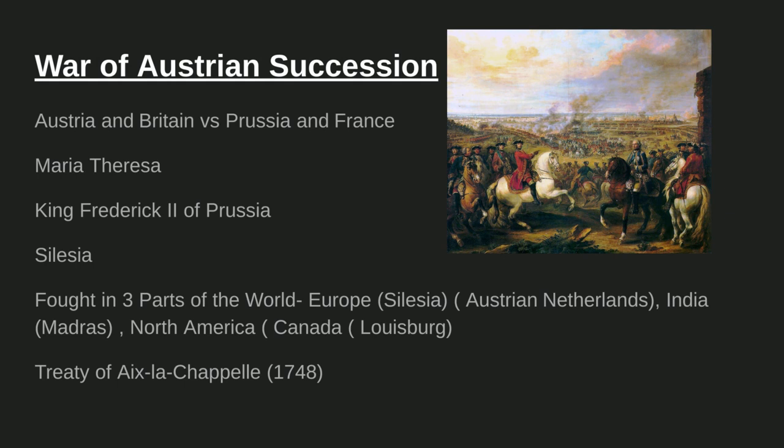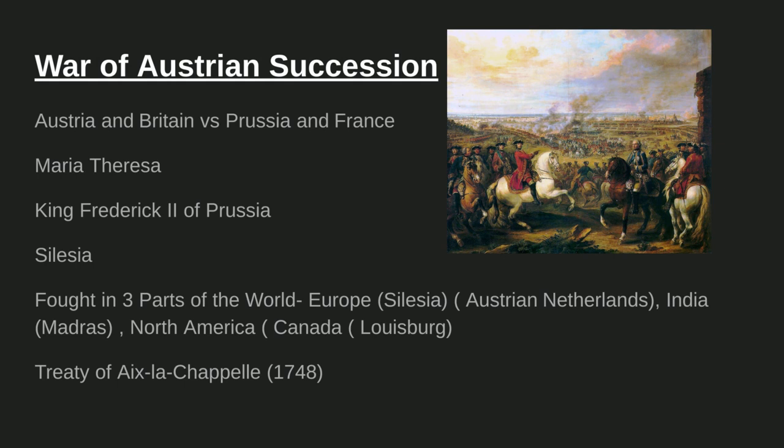And of course, France had been Austria's traditional enemy. They had been enemies all along. Maria Theresa knows she needs an alliance, so she's going to make an alliance with Great Britain. So you have Prussia and France against Austria and Great Britain. The War of Austrian Succession was fought in three parts of the world. You want to write these down.